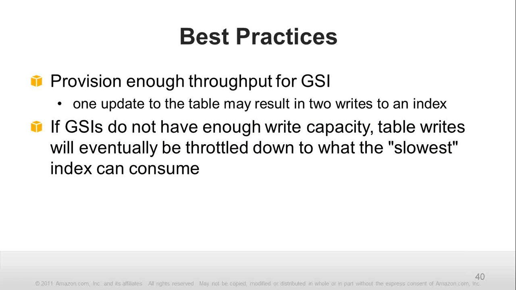I think this is perhaps the most important best practice to follow. The key here is you should provision enough throughput for the GSI. As we discussed before, one update to the table may result in two writes to an index. So you should provision twice the amount of write capacity units on the GSI. If GSIs do not have enough write capacity units, the table writes will eventually be throttled down to the slowest index can consume.